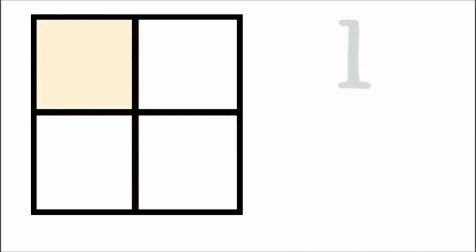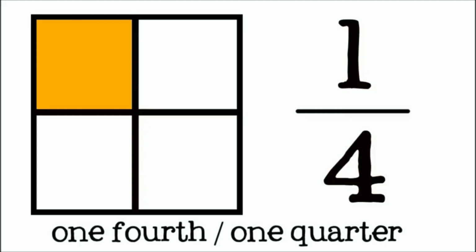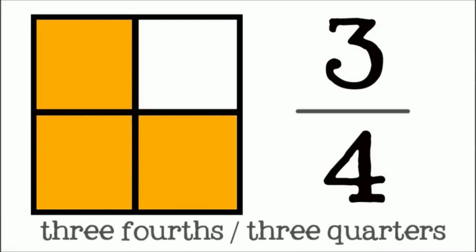In the square, four equal parts are there. Fourths, quarters. If one is shaded, 1/4. If three are shaded, 3/4.